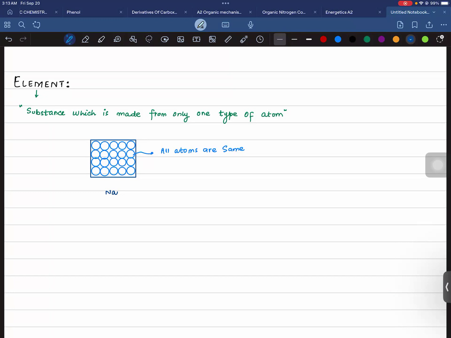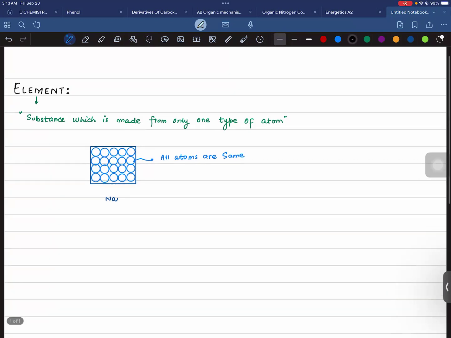Elements can be represented by a symbol. Like this is an element that is sodium, whose symbol is Na. If you have magnesium, the symbol for magnesium is Mg. And this is hydrogen, so the symbol for hydrogen is H. But it is not necessary that the symbol starts from the first letter of the element's name. This is not mandatory. Let me give you an example.